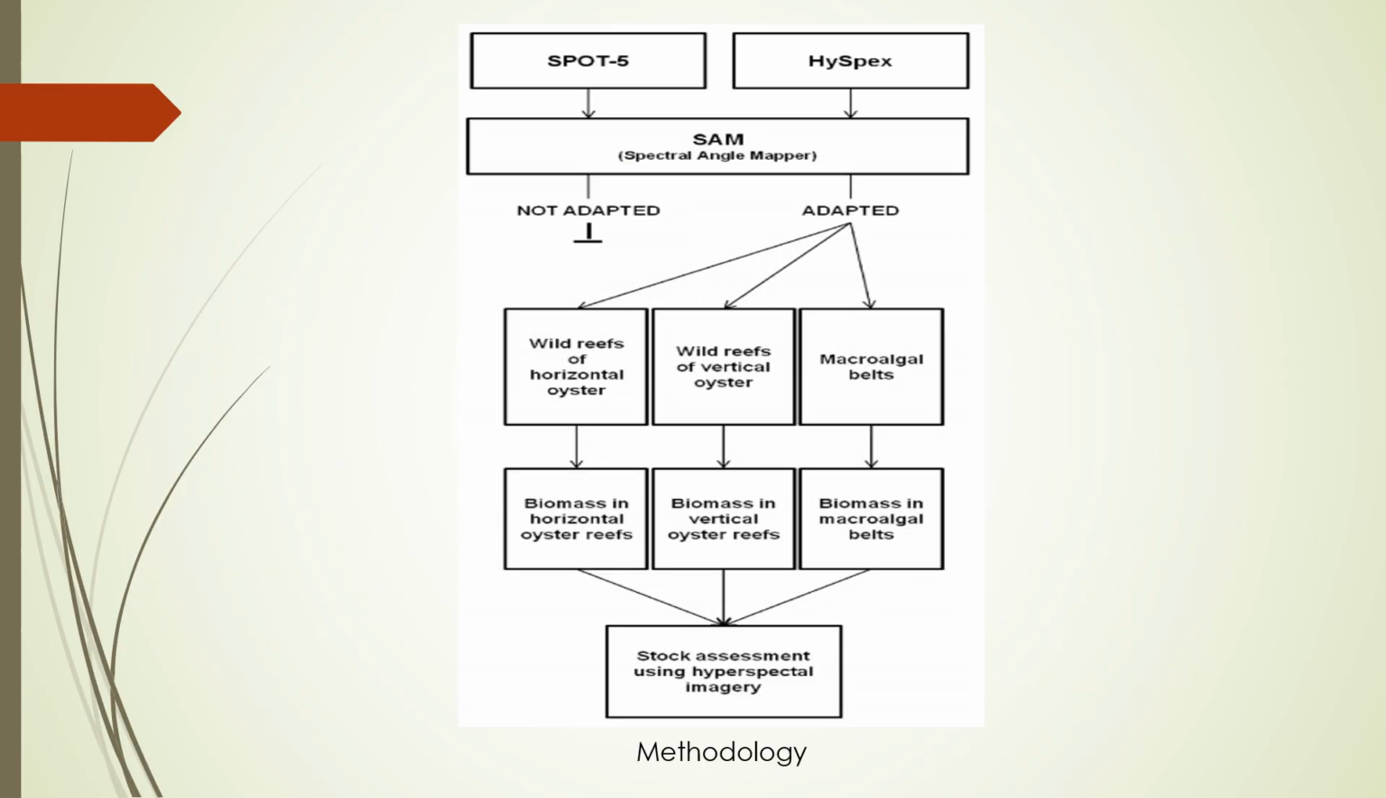Here's the methodology flow chart. SPOT 5 was, as you can see, not adapted. But here you can see the flow of what they did. They used the hyperspectral imagery to find horizontal and vertical oysters and the microalgal belts, and ultimately come up with a stock assessment.